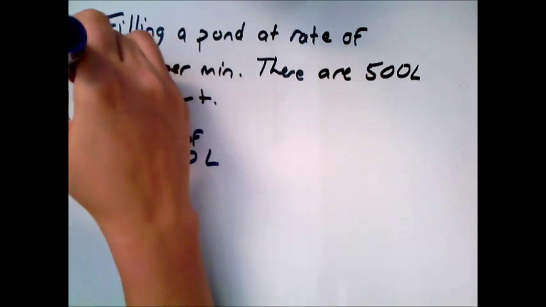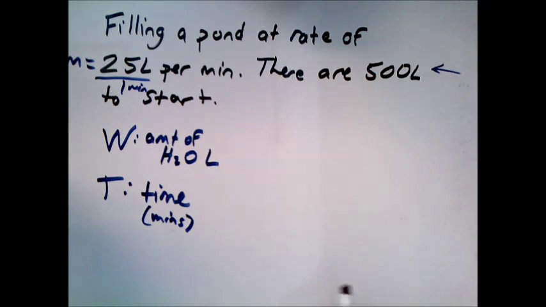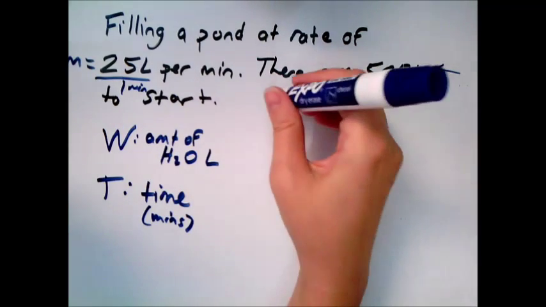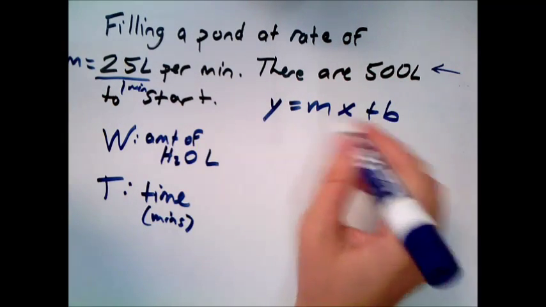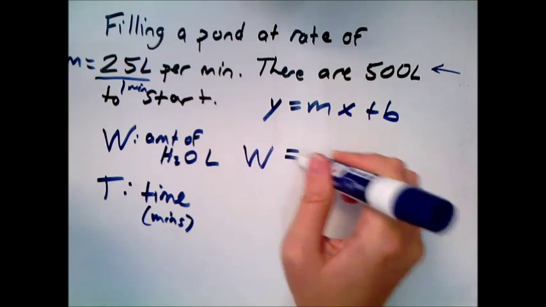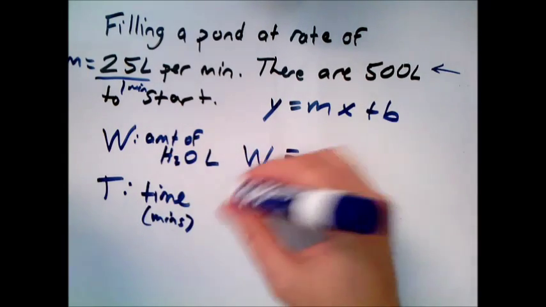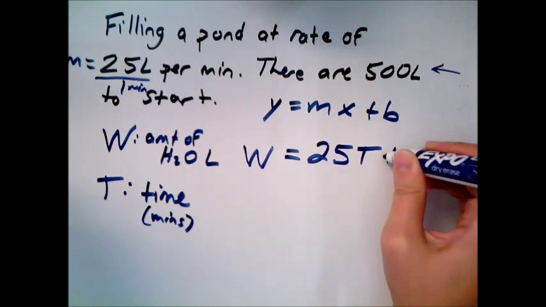So I know the slope is 25, and if they tell you a start point instead of just some random point, that's actually really nice because now that's the y-intercept. And so if I'm relating this to y equals mx plus b, I'm just using different letters for y and x, and thinking which one's which. Well, the amount of water depends on the amount of time. So W is like my y, my output, and I put in how much time, which is like my x. So my slope is 25.